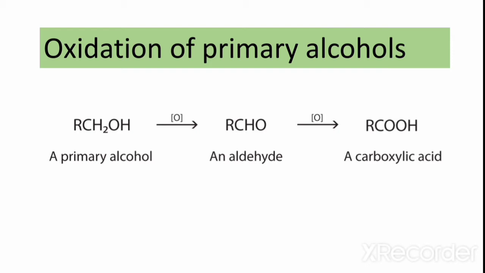When the primary alcohol goes through an oxidation reaction, in the presence of oxygen, the primary alcohol reacts with the oxygen and forms an aldehyde. Then the aldehyde further reacts with the oxygen and forms the final product, that is carboxylic acid, and this is the oxidation of primary alcohols. When the primary alcohol is oxidized completely, it forms a carboxylic acid.